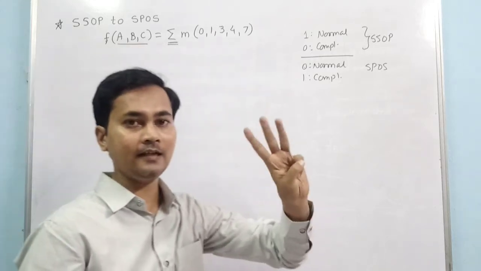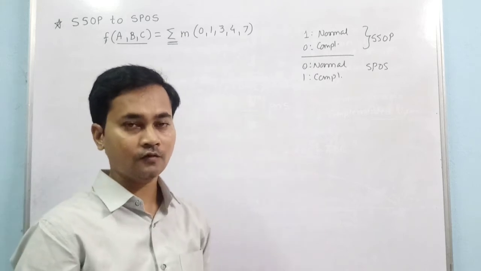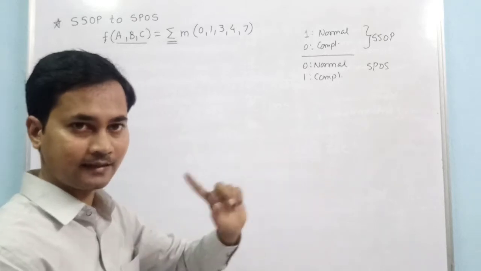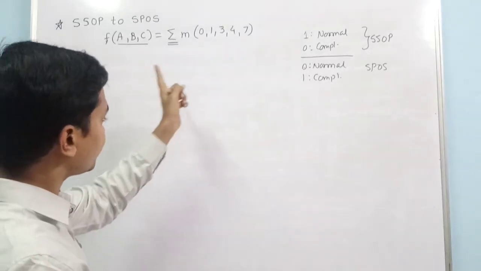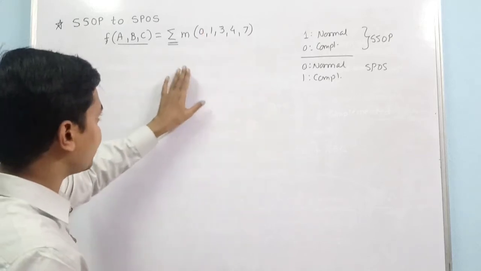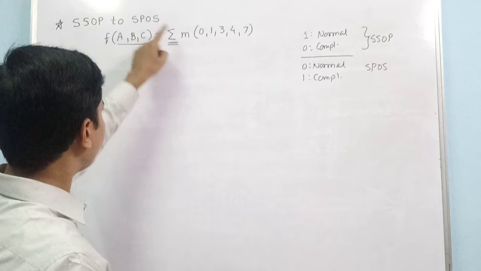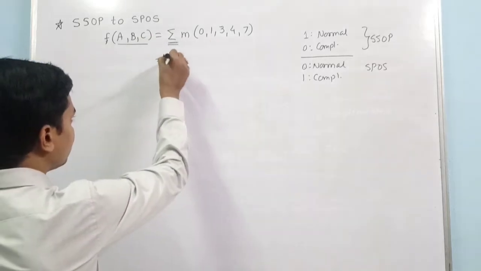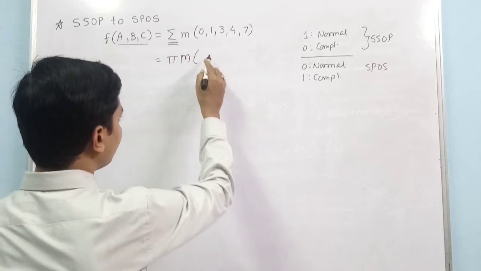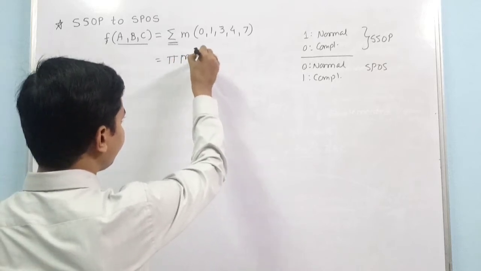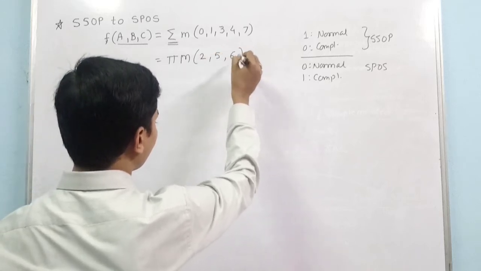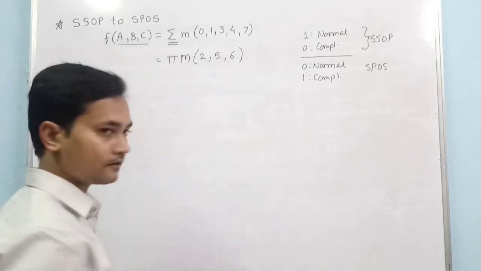So 2 raised to 3 is equal to 8 combinations. Out of those 8 combinations, total 0 to 7 decimal numbers are there. Out of those 0 to 7 numbers, whichever terms are missing here, we have to write here to convert it into standard POS form. So we can simply write here pi capital M. Which are the missing terms? 2 is the missing term, then 5 is missing, 6 is missing.